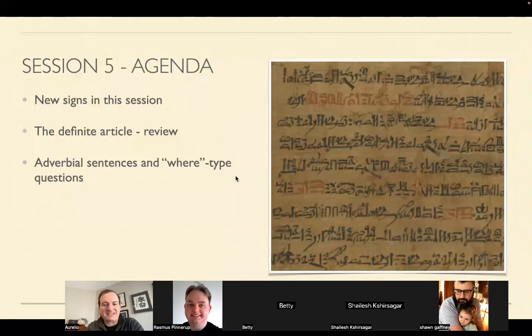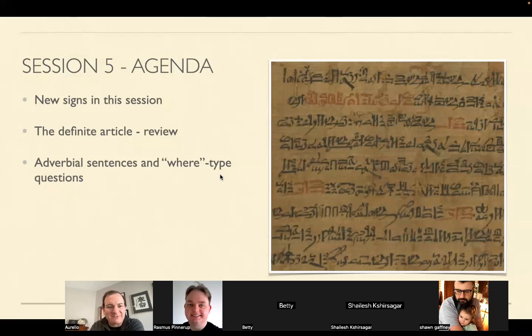And I guess before we get started, any questions, any follow-ups, anything from last time? If not, then I would say let's continue where we left off last time, which is with the definite article. And then I wanted to take us to adverbial sentences and where type questions, like where something is. And let's see how far we get on that topic today.